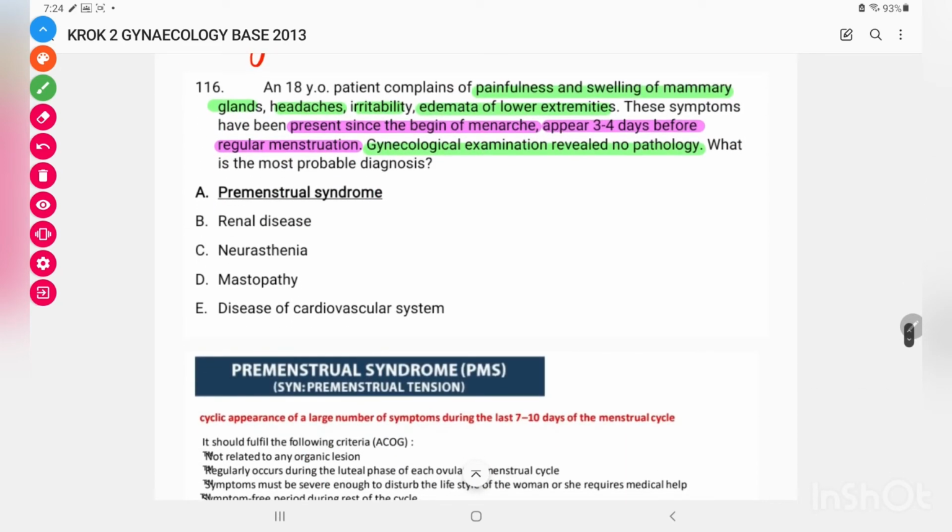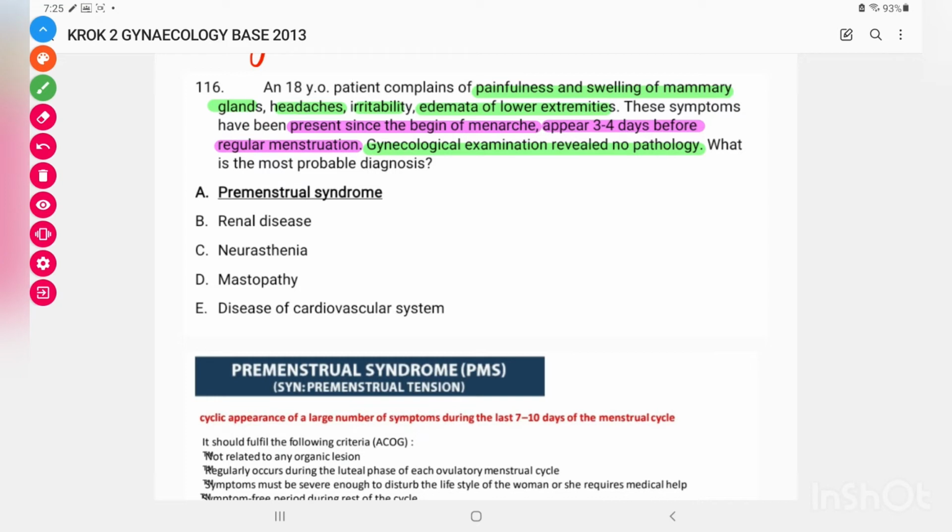Now, an 18-year-old patient complains of painfulness and swelling of mammary glands, headache, irritability, edema of lower limbs. These symptoms have been present since the beginning of menarche, and appear 3 to 4 days before regular menstruation.